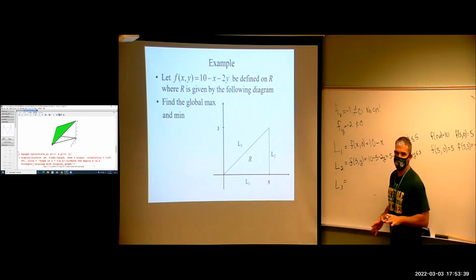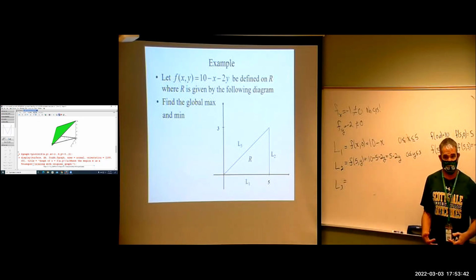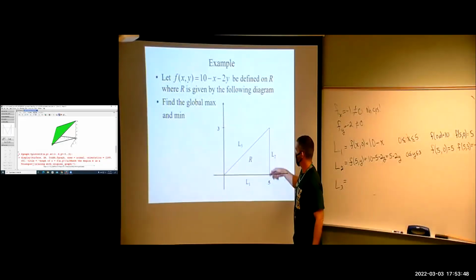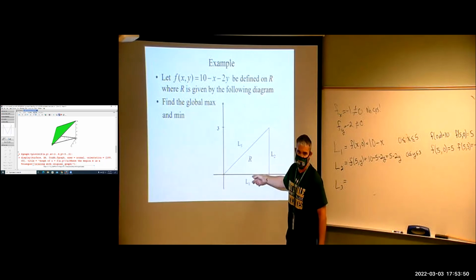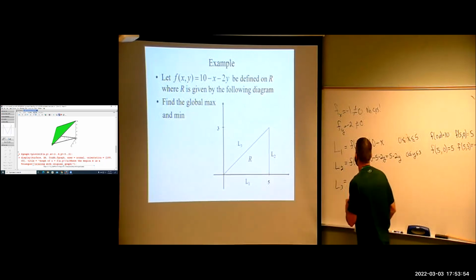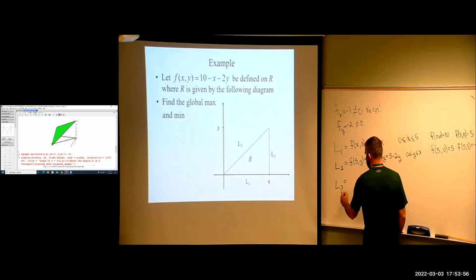Now X and Y are neither constant, but they have a constant relationship. Specifically, they're always going to lie on this line. We have a rise of 3, a run of 5. So basically, when we're on L3, y equals 3/5 x.